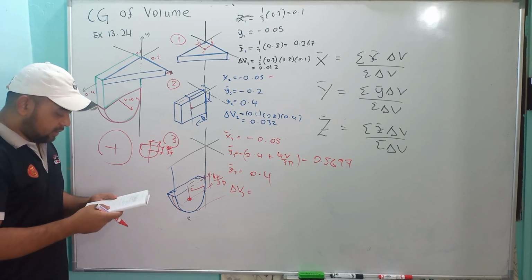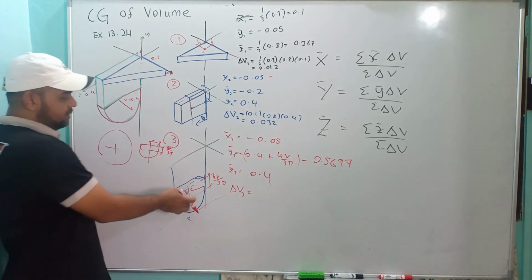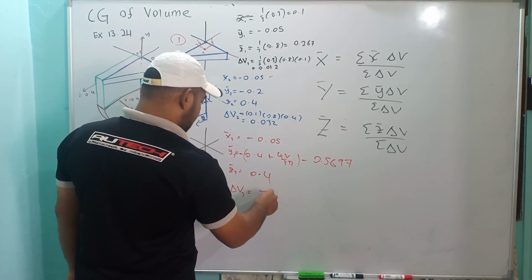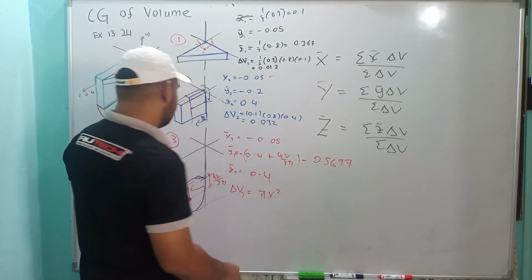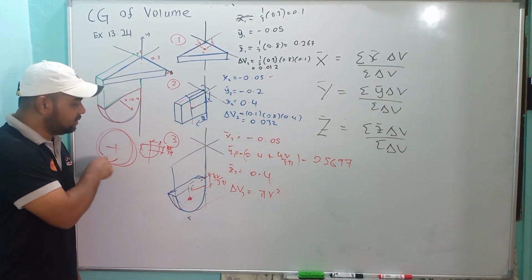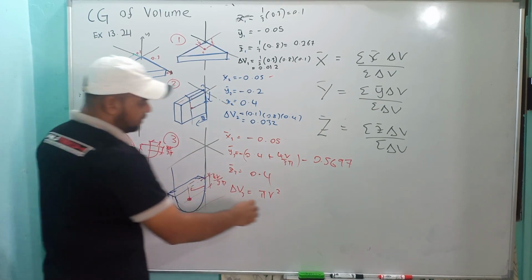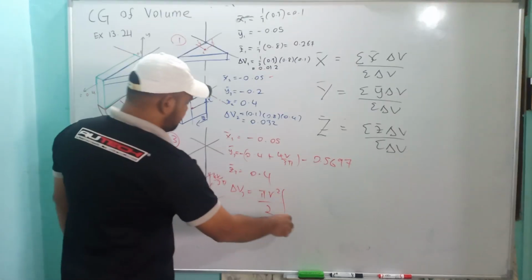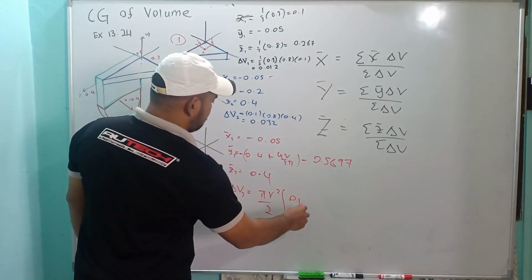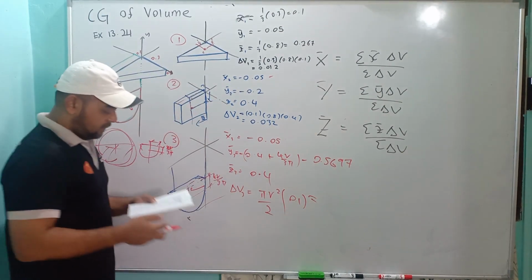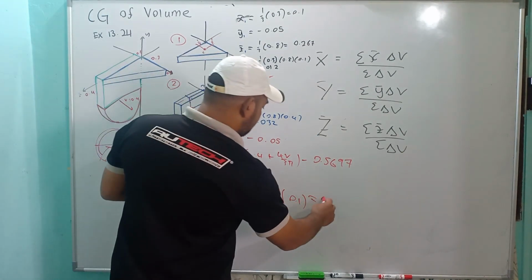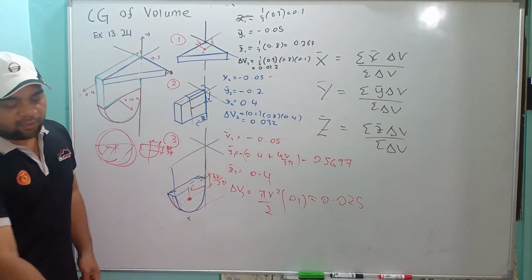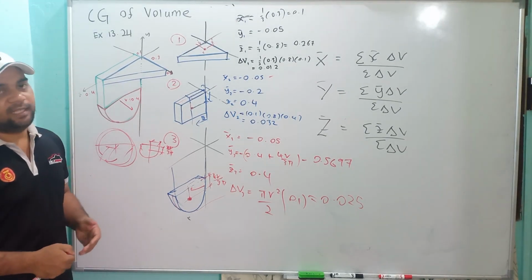And then the delta v, this one. We have pi r squared for the whole circle. We only want the half of it, so divided by 2, times the thickness of 0.1. So you get here 0.025. Now we have everything that we need to put in the table.